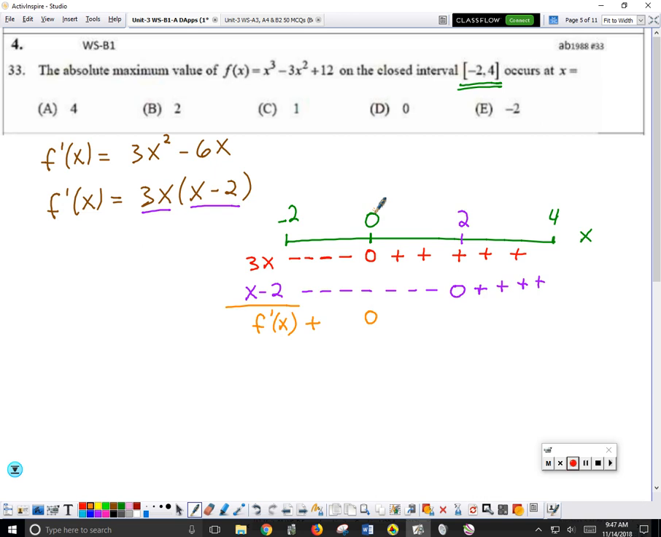So if x is equal to 2, the 3x will be a positive number. The x subtract 2 will be 0. Those two will multiply, and my value of f prime will be 0.